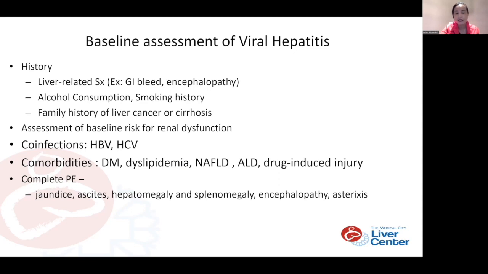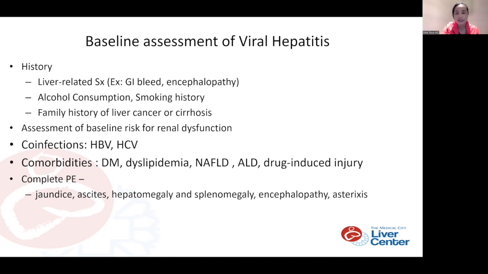Also assess for baseline risk for renal dysfunction. So these are patients who are diabetic, with known kidney injury before, hypertensive. So look for co-infections in particular. So check for Hep B and Hep C, and look for comorbidities that might cause injury to the liver. Diabetes, obesity, dyslipidemia can lead to higher rates of fatty liver, alcohol-related liver disease, and drug-induced injuries.